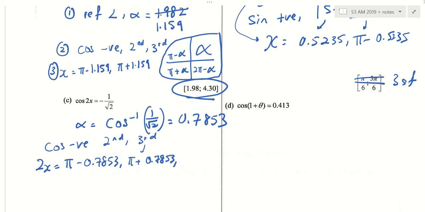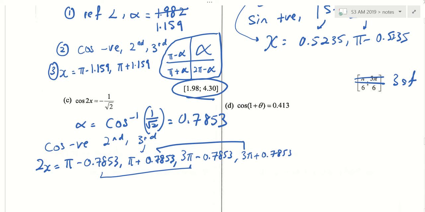So 3 pi minus 0.7853. Here you must plus 2 pi. 3 pi plus 0.7853 plus 2 pi. 1 apple plus 2 apple is 3 apple. Okay, so this is plus 2 pi. Then Junyang, lastly, what do I do to the 2?